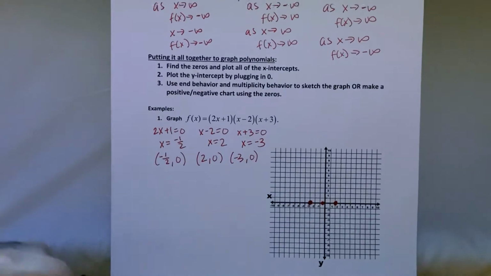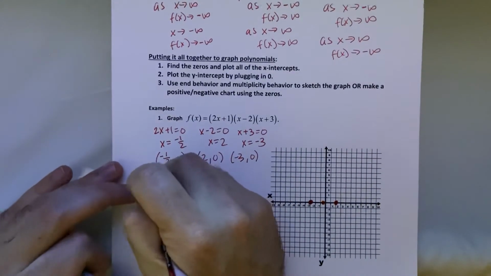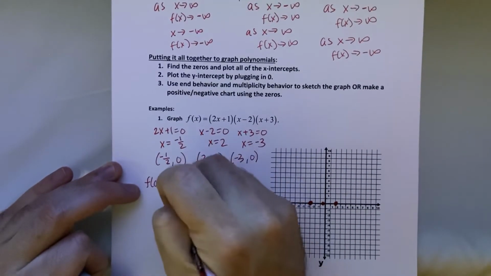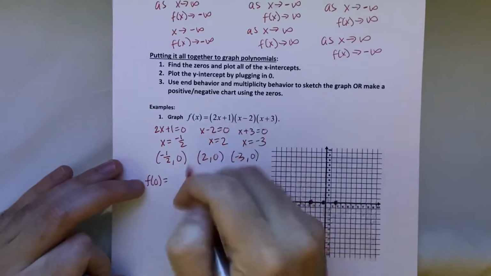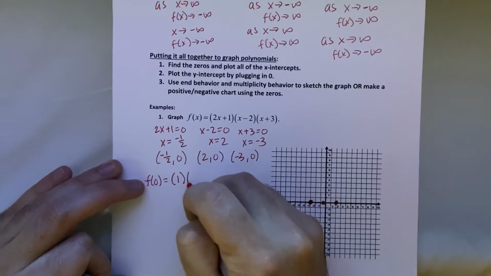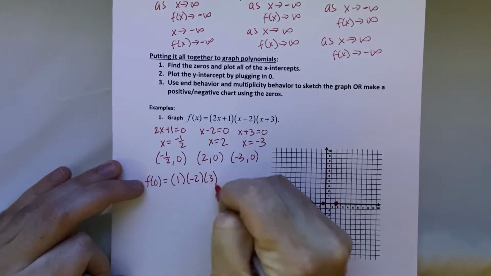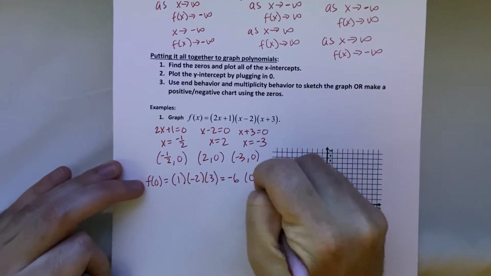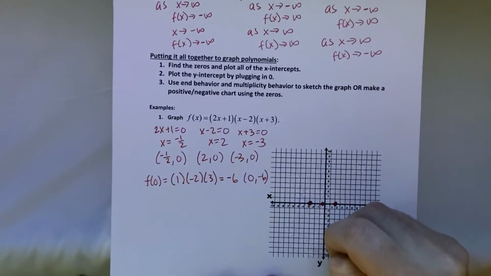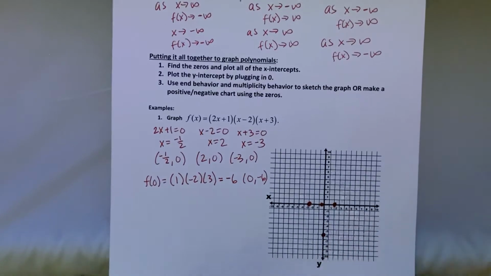Now plot the y-intercept by plugging in 0. So f of 0 equals, all the x's will become zeros in here, so all that's left is the numbers, 1 times negative 2 times 3, which is negative 6. This gives us the point 0, negative 6, just down here.